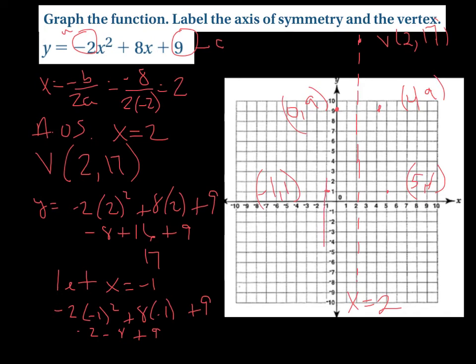And I would have my sketch, okay, a little narrower than some of the other graphs because of that integer of negative 2 out front. And again, I can see that my vertex is a maximum. We've got our axis of symmetry, we've got our vertex labeled, and we've got our 2 points on either side of the axis.